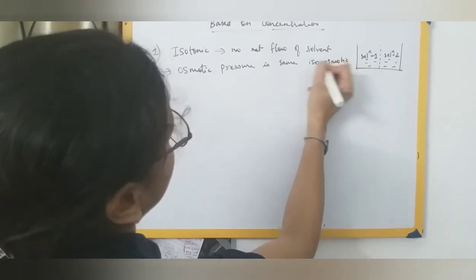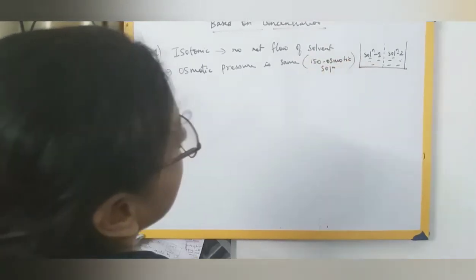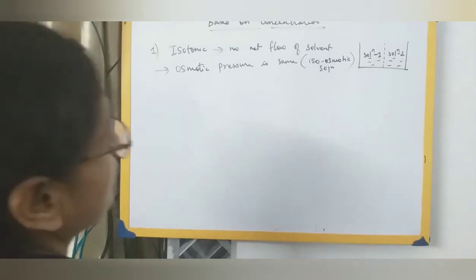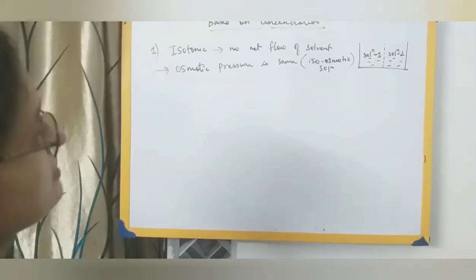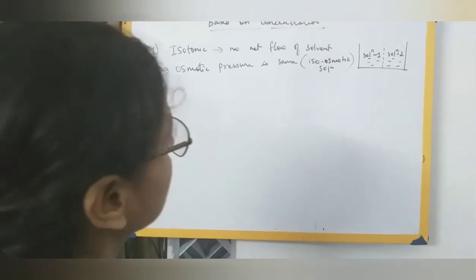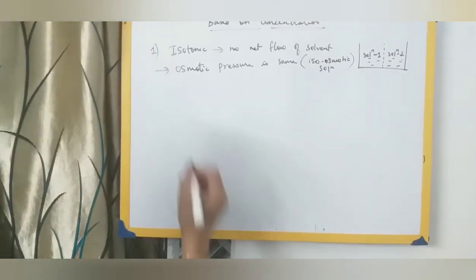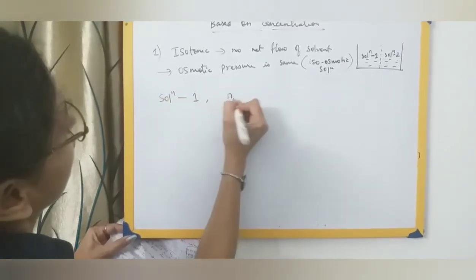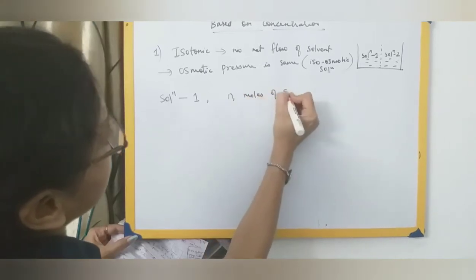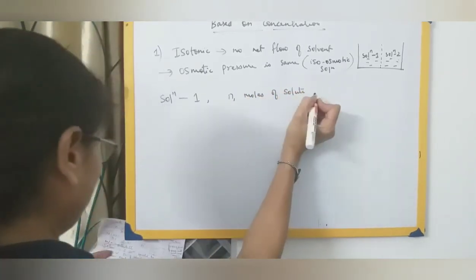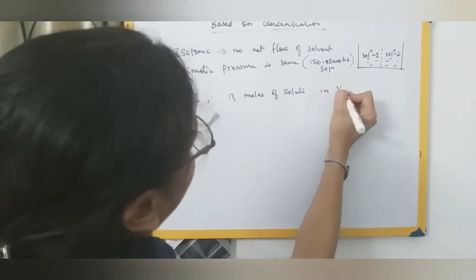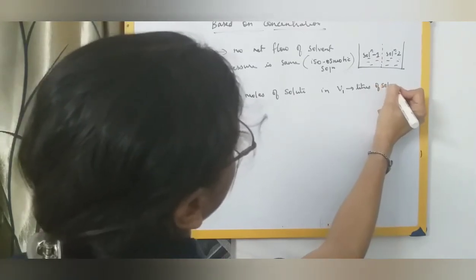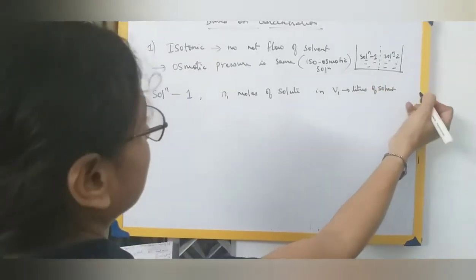Isoosmotic solution, where there is no net flow of the solvent molecules, that means the concentration is same on both the sides. If the concentration is same, obviously they are exerting the same osmotic pressure, and they are also called the isoosmotic solution. Now let us represent that solution 1. In solution 1, there are N1 moles of the solute present in V1 liters of solvent, and temperature will be T.